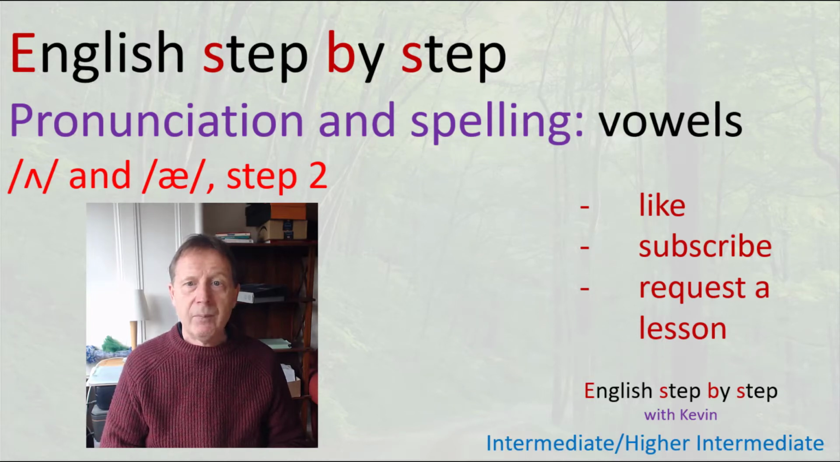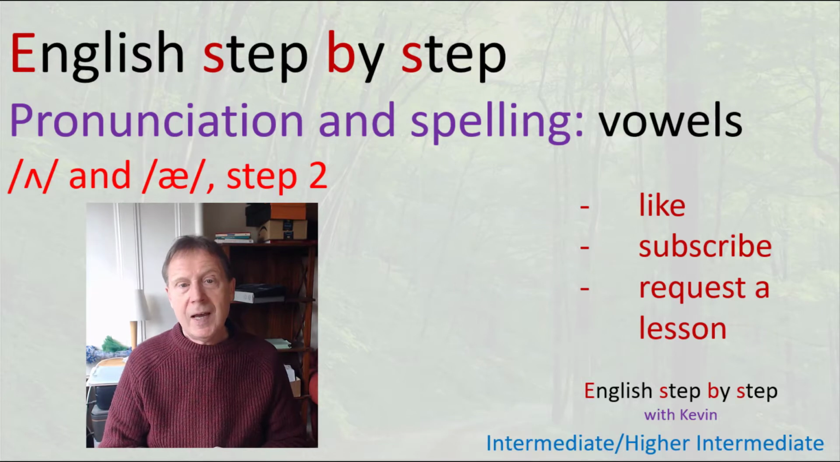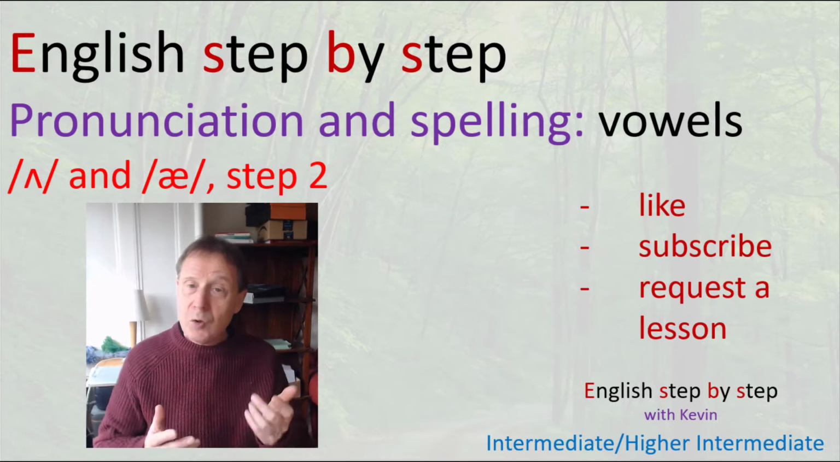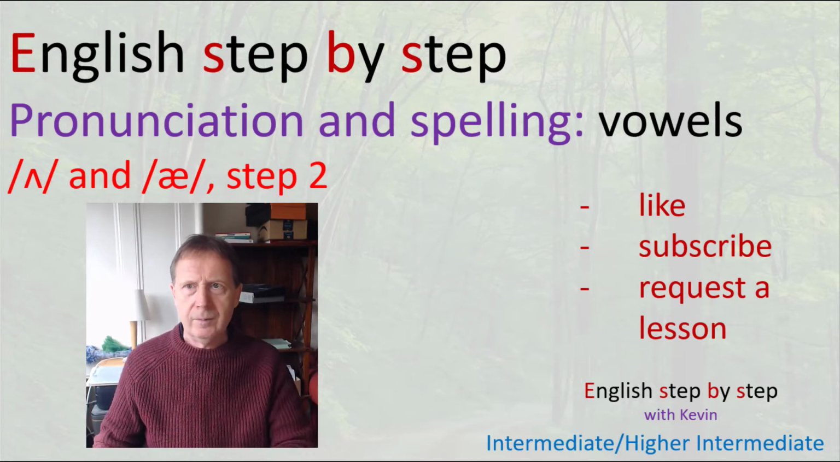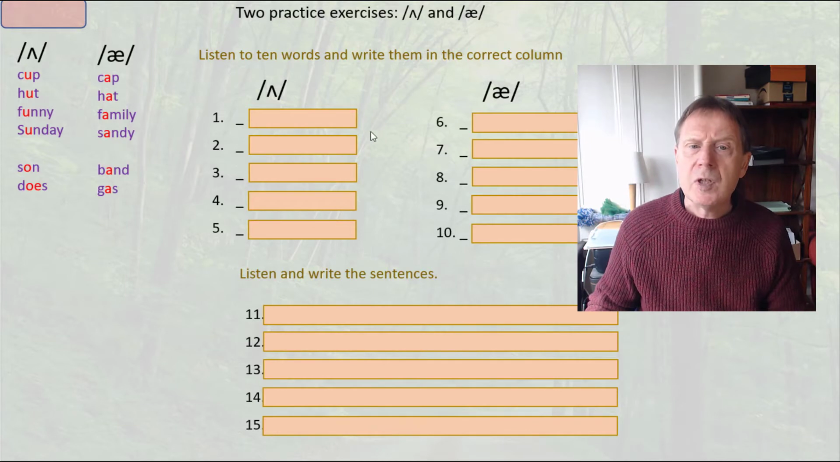English step by step. Pronunciation and spelling, vowels, /ʌ/ and /æ/, step 2. In this video, I'm going to go through the answers to a practice exercise. You can find the practice exercise in the step 1 video, so make sure you watch that first. So let's go through these answers and pay attention to the spellings.